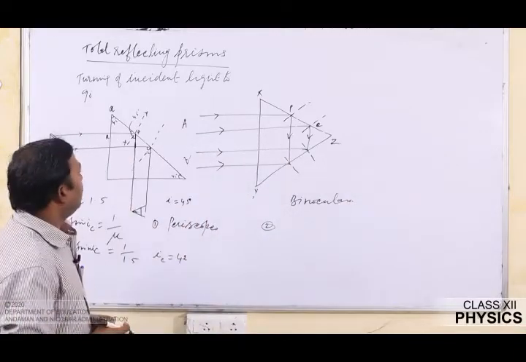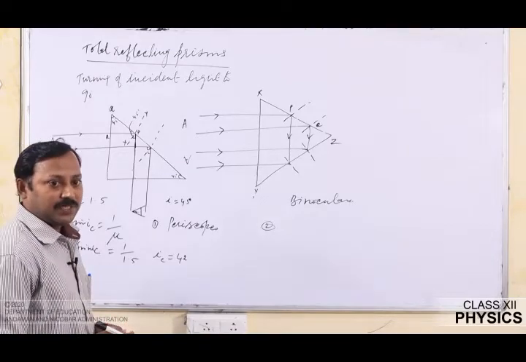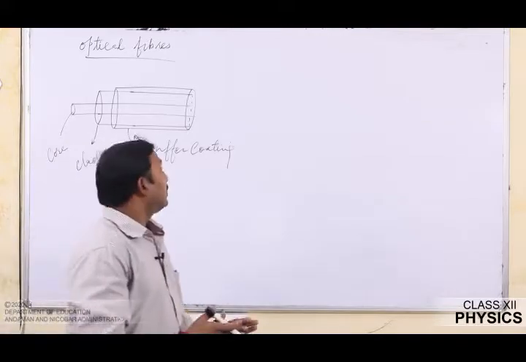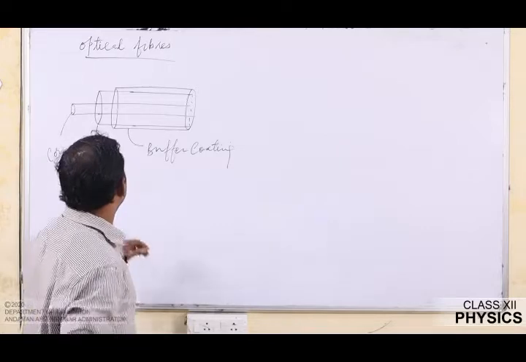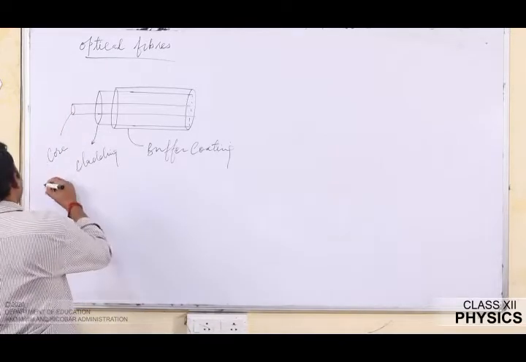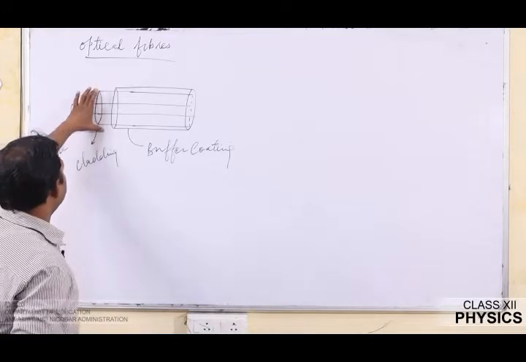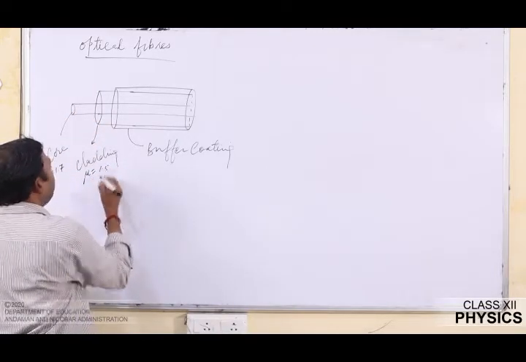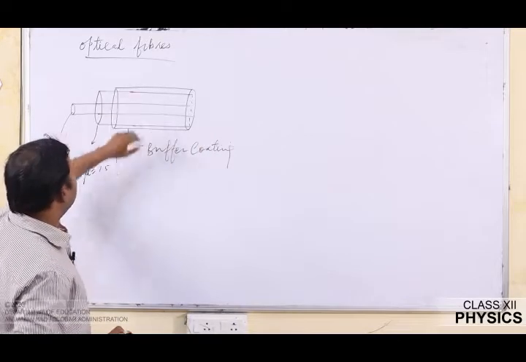So, the principle on which these prisms work is based on total internal reflection. Next we will see optical fibers. An optical fiber is a device based on total internal reflection and it consists of three layers. The first one is called the core, whose refractive index is approximately 1.7. The second layer is the cladding, whose refractive index is 1.5, and the upper layer is called the buffer coating, which is used to protect the inner layers.